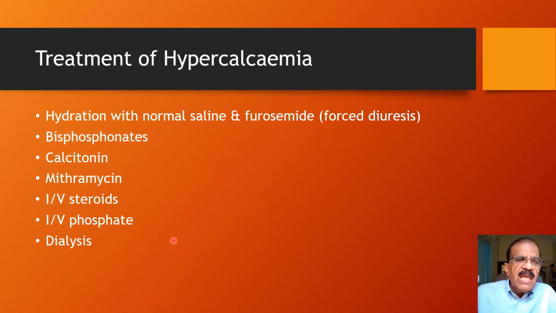Dialysis. If the patient has severe hypercalcemia and is refractory to all of these, and the patient already has renal shutdown, because one of the complications of hypercalcemia is renal damage, the patient may already be having renal failure, so I think dialysis would provide the last resort.